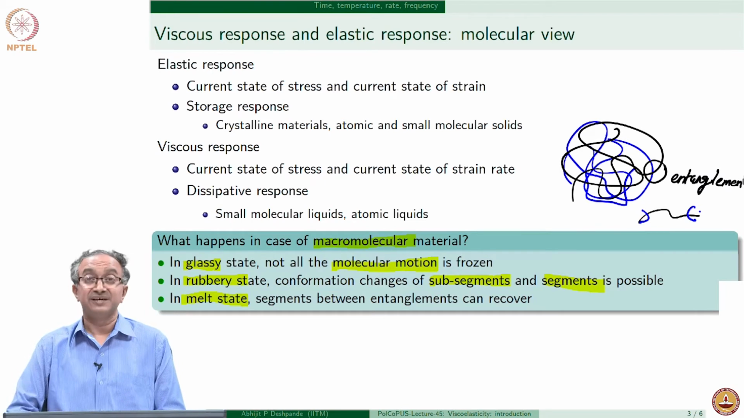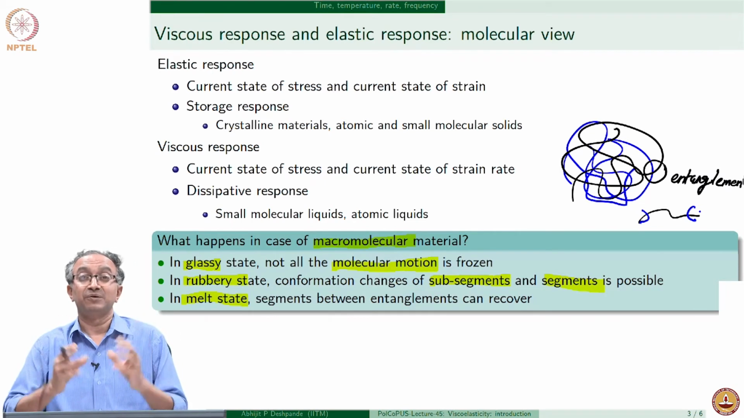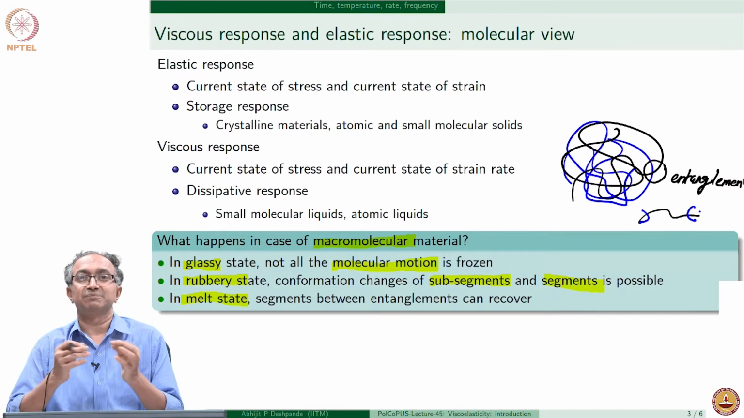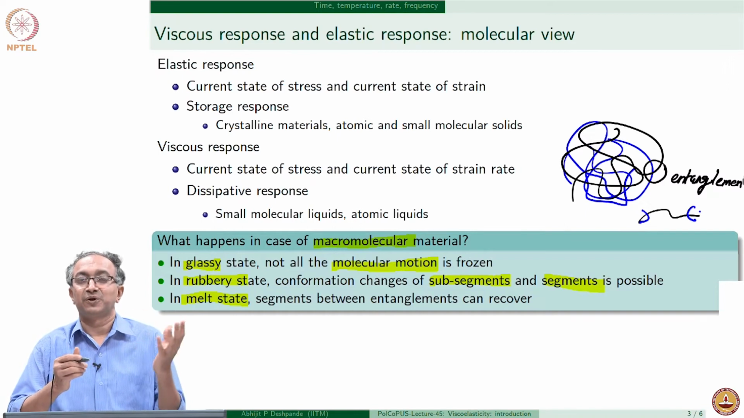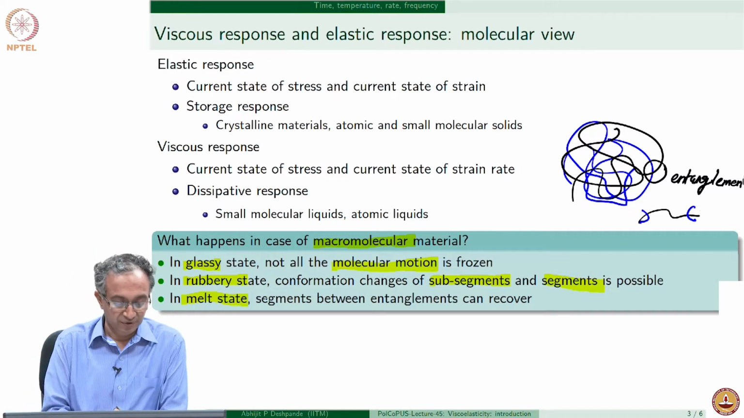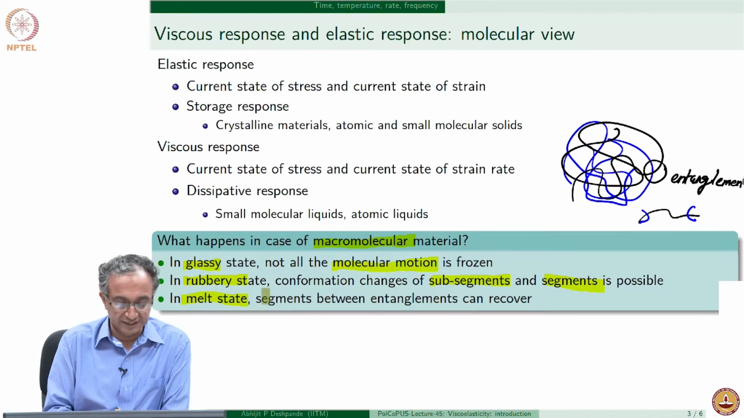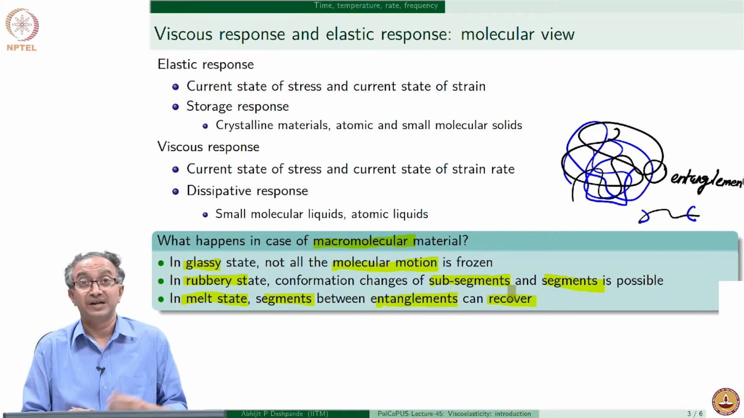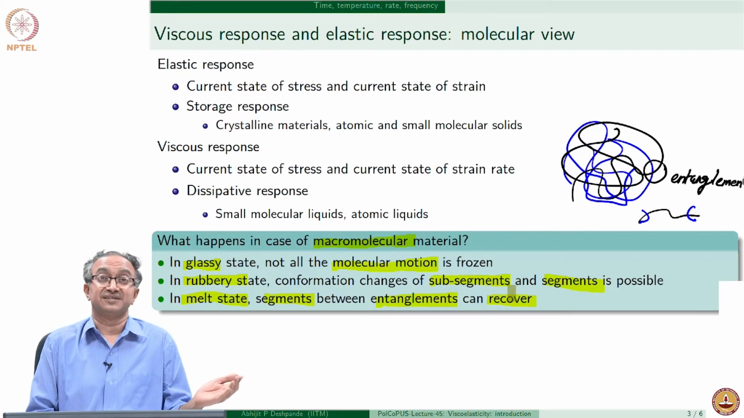So it is as if there are temporary junctions in the polymeric molten material, and between these junctions the segment can stretch and again recover. Recovery implies elastic response, because the material can go back to its earlier state. And so segments in the molten state, because of entanglements, can also recover. So elasticity is there in the molten state.